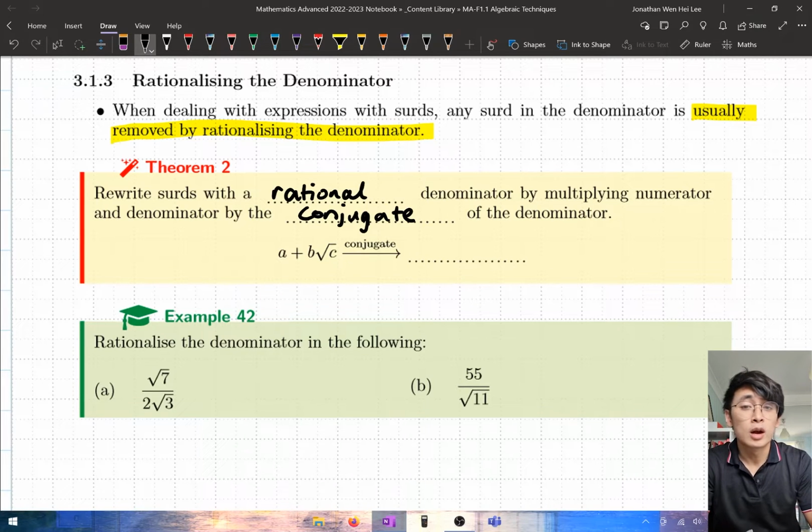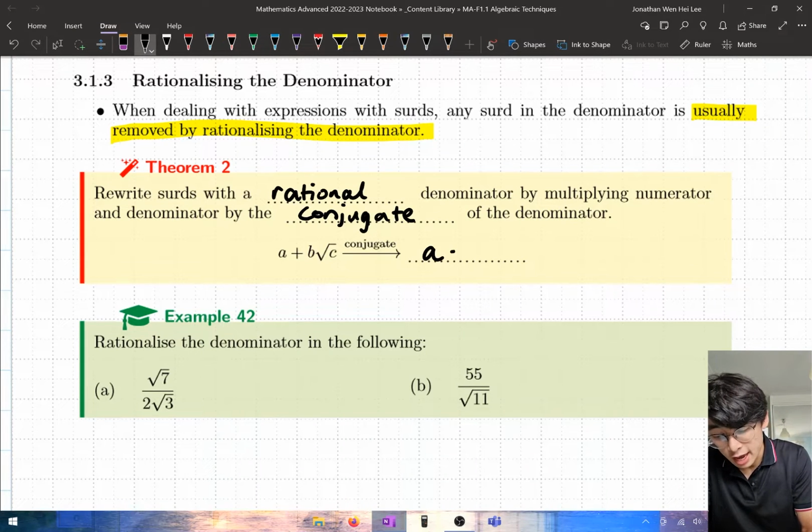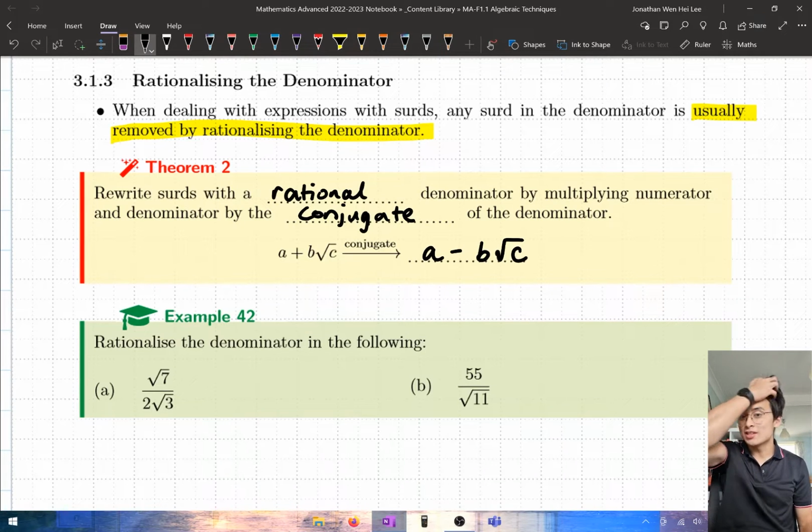Now, what does it mean for a term to be a conjugate? Well, the conjugate of a binomial expression, like the one here, so here we've got a plus b square root c. When we conjugate it, all we do is we take the negative version, so a minus b square root c. So when we're trying to rationalize the denominator, we multiply the numerator and denominator by this same conjugate. I'll show you why we do that in a moment. But first, let's do a few examples where we just have single surd terms in the denominator.